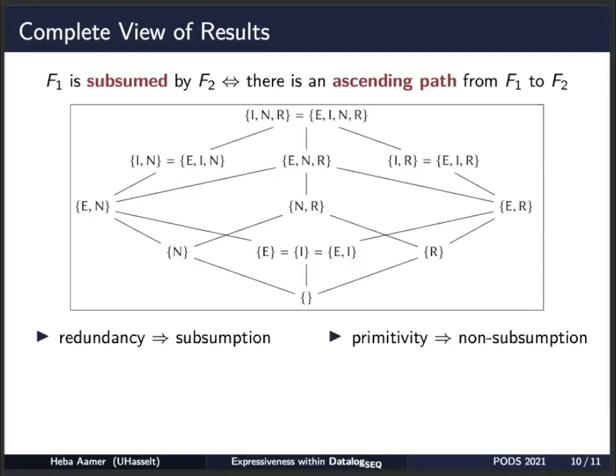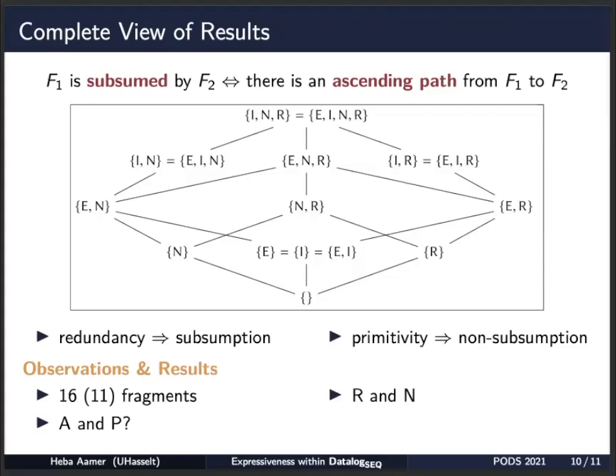And if you looked carefully at the diagram, you will notice the following. We have classified 11 equivalence classes that are made up of 16 different fragments, where some fragments have been proven to be equally expressive, such as I and E. Also, you will notice that arity and packing are not mentioned at all because our results show that they are completely redundant. Another remark is that negation and recursion are entirely primitive.